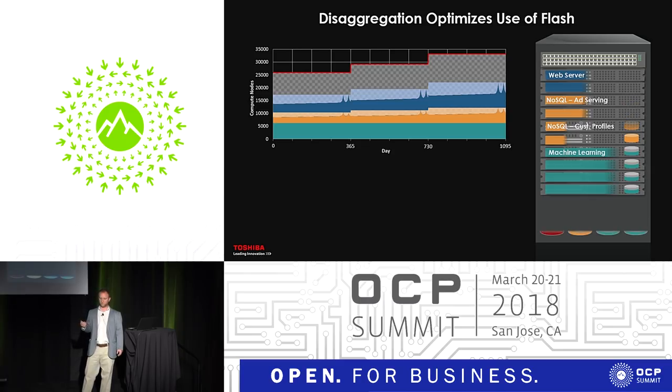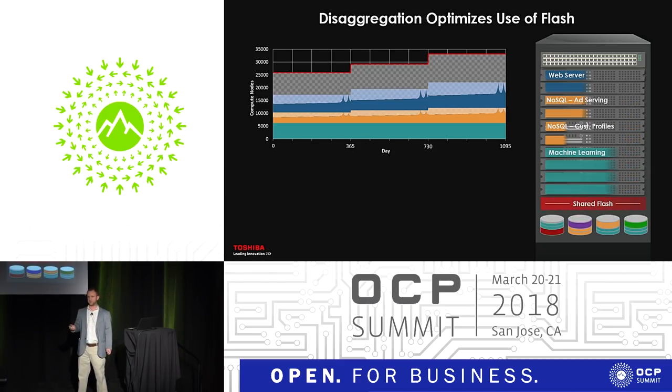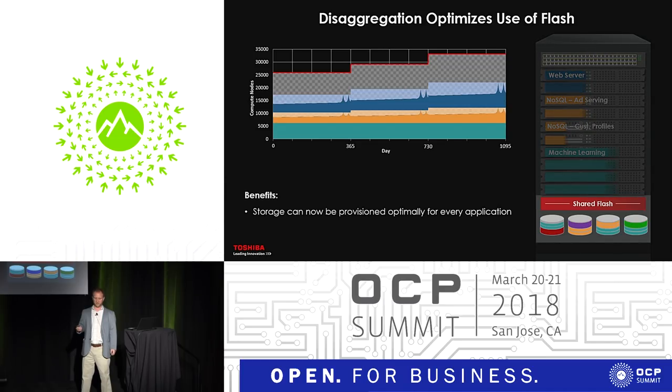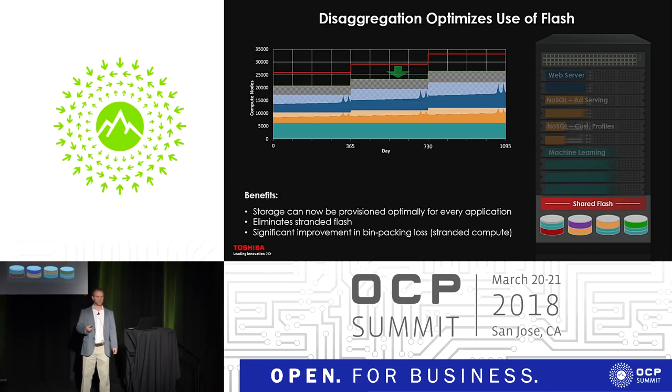So one way to begin to resolve the problem is to move the flash out of the server. I'm not saying completely diskless. You might have some boot drives in the server, but move most of your storage to a storage node. When you do this, because you're sharing the flash, you're able to provision optimally for every application. That eliminates stranded flash and brings down a lot of the loss you get in terms of what we call bin packing, or packing your applications into the hardware you have. You can see in this example, based on our modeling, this customer was able to bring the actual number of nodes they had to deploy for the same workload down by 20%.